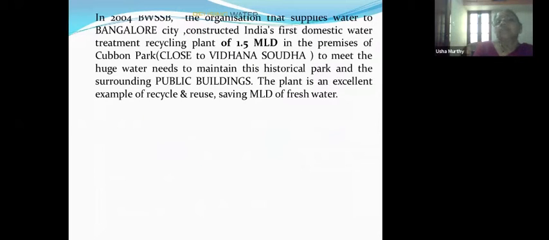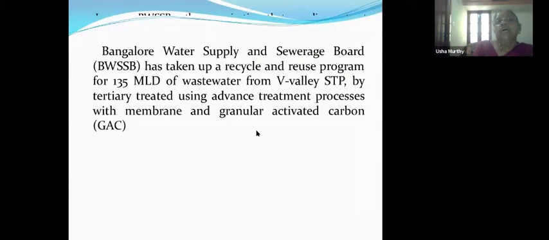And then we have the same thing in Bangalore. BWSSB is an organization that supplies water to Bangalore city. They have constructed India's first domestic wastewater treatment and recycling plant, of about 1.5 MLD capacity, in the premises of Cubbon Park, which is very close to our Vidhana Soudha, to meet the huge water needs of maintaining this historical Cubbon Park and also the surrounding public buildings and other parks. They are maintaining these with treated recycled water. This plant is an excellent example of recycle and reuse, saving a huge volume of fresh potable water.